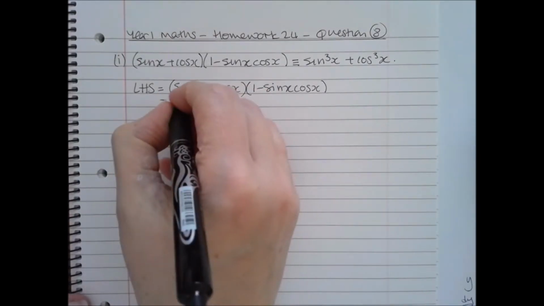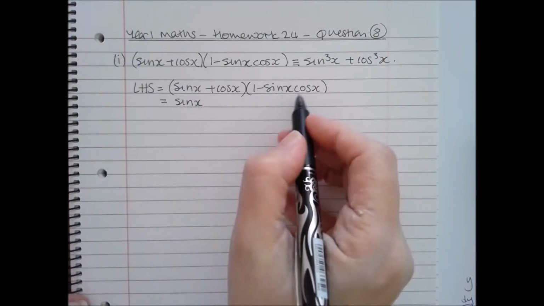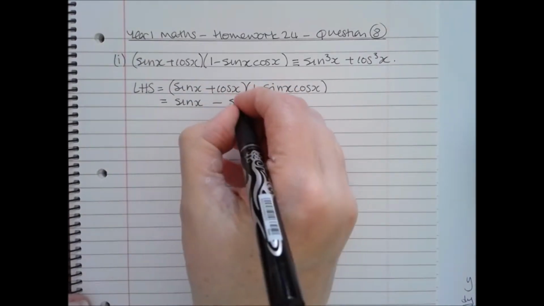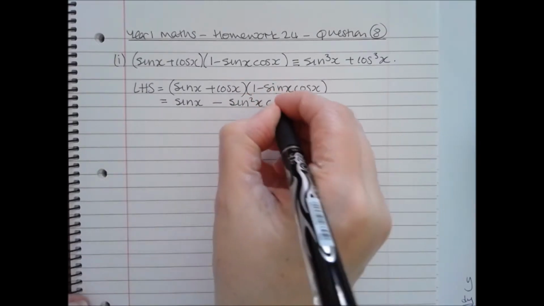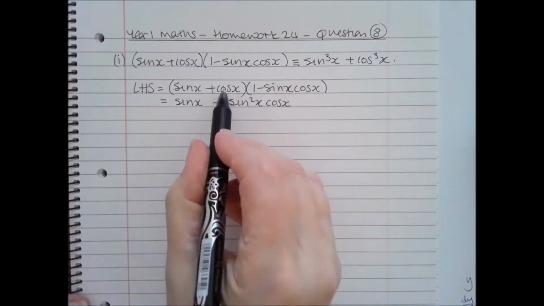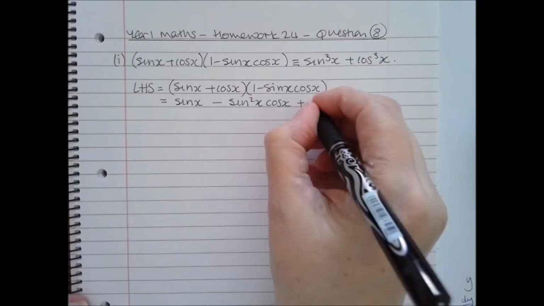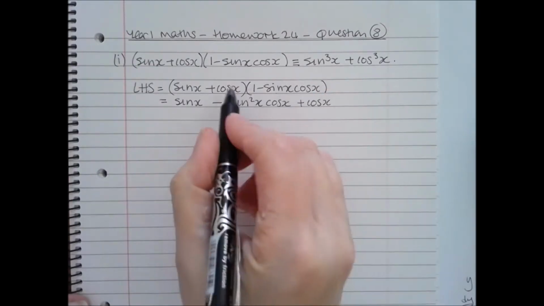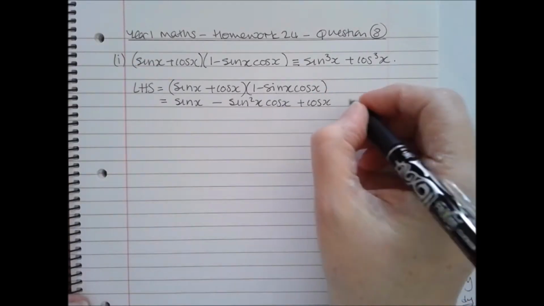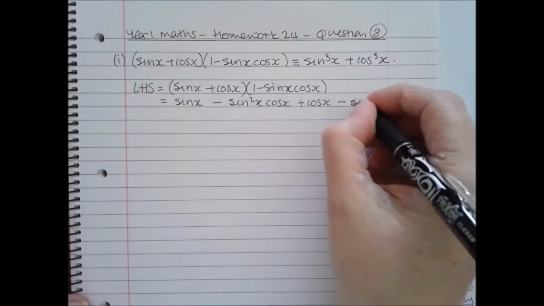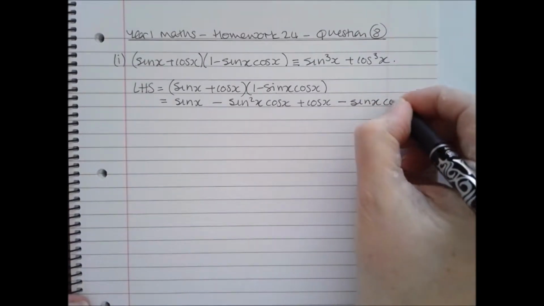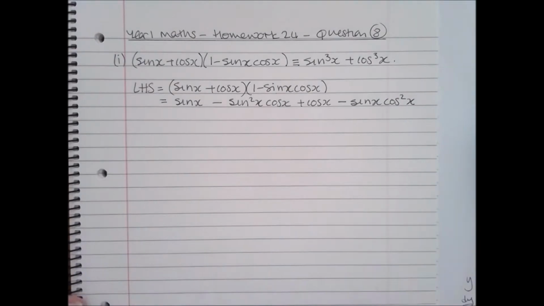So sine x times 1 gives me sine x, and sine x times minus sine x cos x gives me minus sine squared x times cos x. Cos x times 1 gives me cos x, and then cos x times the minus sine x cos x gives me minus sine x times cos x all squared.